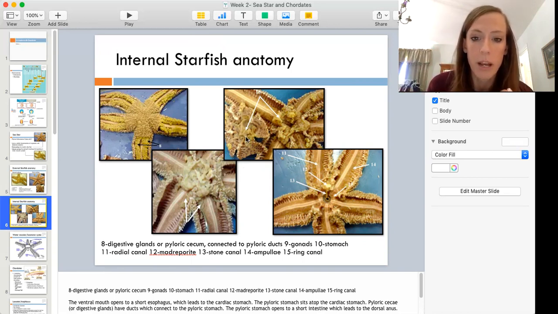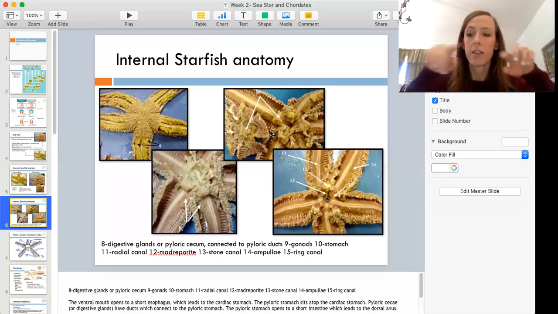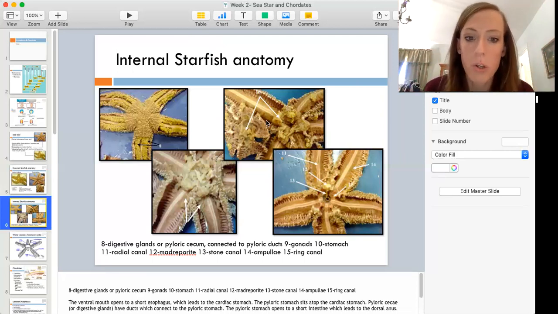It's a little hard to make out, but some of it was removed with the central disc here, and some of it is left here in the central disc section. So the pyloric stomach has a star shape. It has ducts that connect the pyloric stomach, which is in the center, to the digestive glands, which are in each of the arms. So you should look for those.